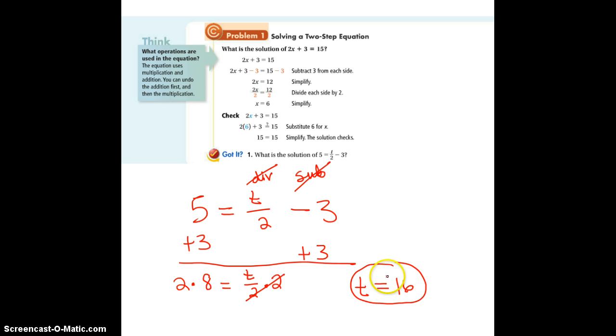And we can always double check. So if we plug the 16 back in, 16 divided by 2 is 8. 8 minus 3 is 5. 5 is equal to 5. So it's a true statement. So this here is the solution.